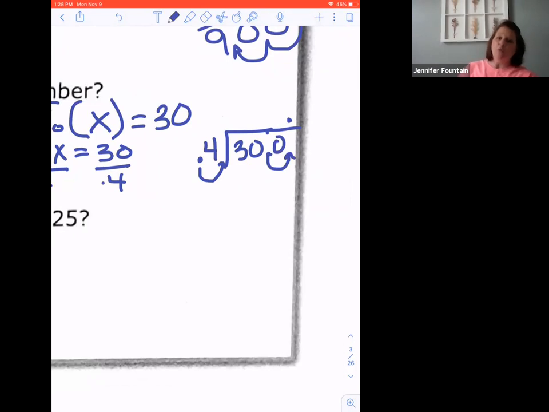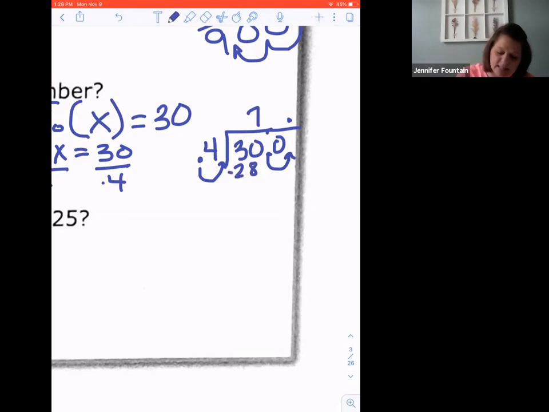My number on the outside is now 4. My number on the inside is 300. So 4 will not go into 3, but 4 will go into 30 7 times. Notice I put my 7 above the 0 because I used 30.